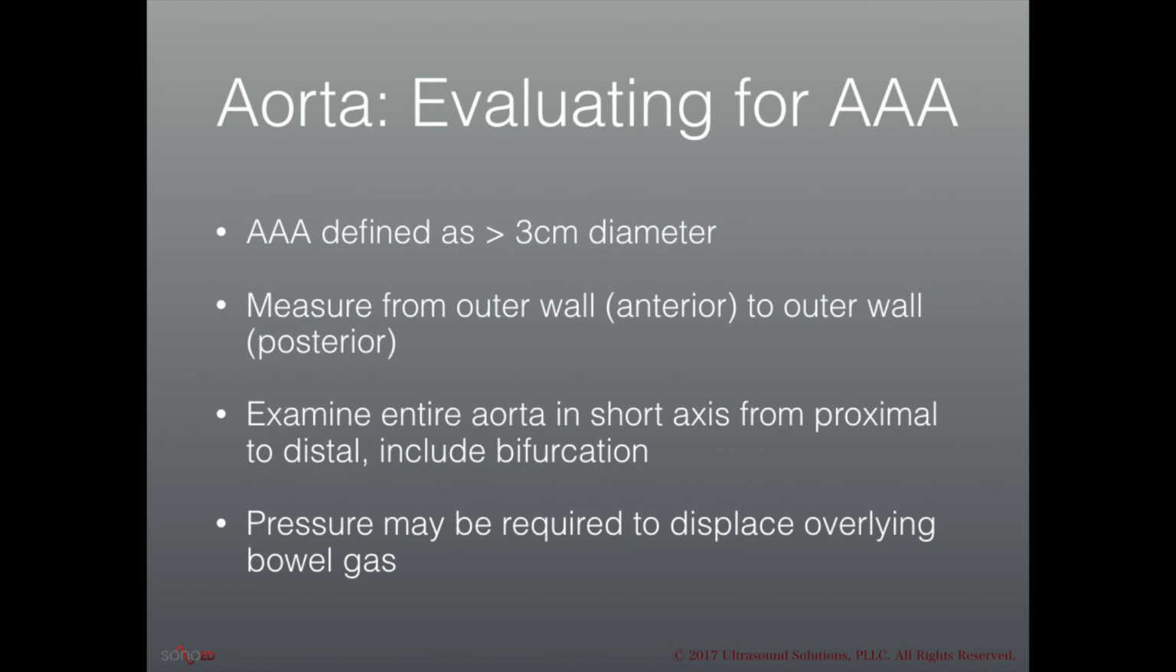You'll need to examine the entire aorta from those proximal landmarks all the way through the bifurcation, and often significant pressure is required to displace the overlying bowel gas and its artifact. I teach our residents that if they're unable to assess the entire aorta in its transverse axis, then they need to include a longitudinal view as well.